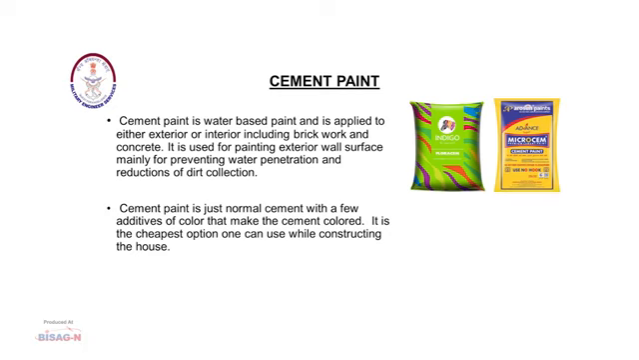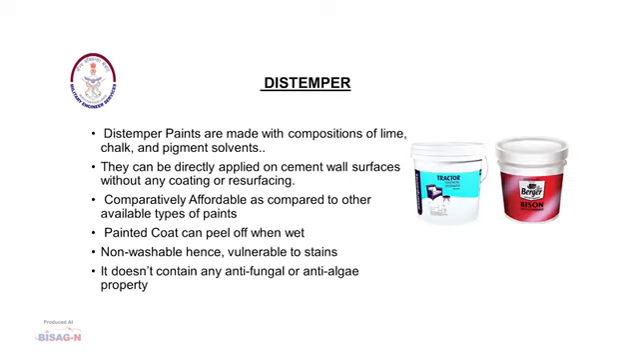Second is cement paint. Cement paint is water-based paint and is applied to either exterior or interior, including brickwork and concrete. It is used for painting exterior wall surface, mainly for preventing water penetration and reduction of dirt collection. Cement paint is just a normal cement with a few additives of color that makes the cement colored. It is the cheapest option one can use while constructing the house, but this lasts only for 1 to 2 years on exterior wall.